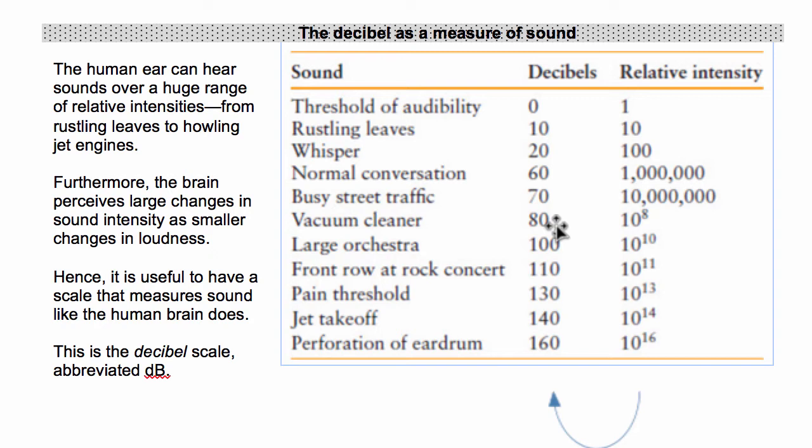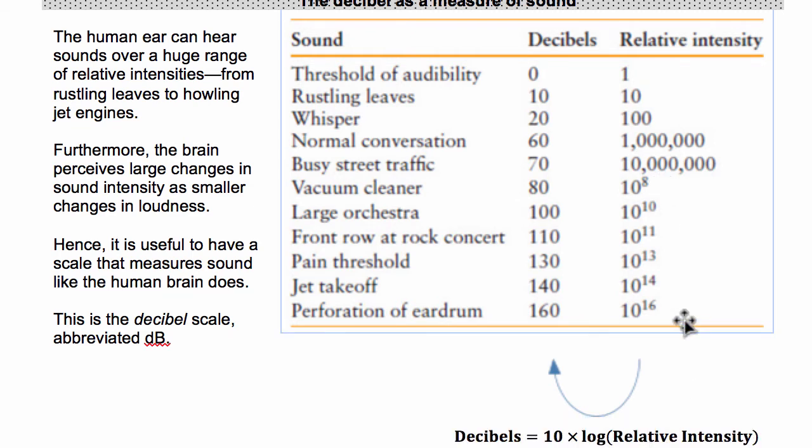To write this in a more precise way, we might remember that the log of a power of 10 gives us the number of zeros that power of 10 has. For example, the log of 10 million is equal to 7 because it has 7 zeros, and the log of 10 to the 8th equals 8 because it has 8 zeros. So, to get from relative intensity to decibels, we take 10 times the log of relative intensity.